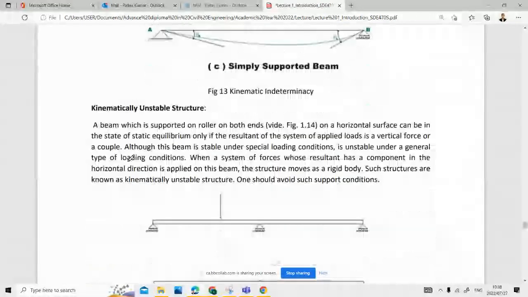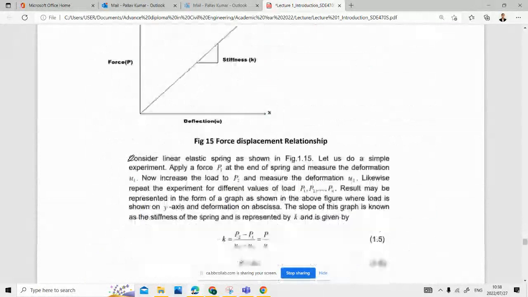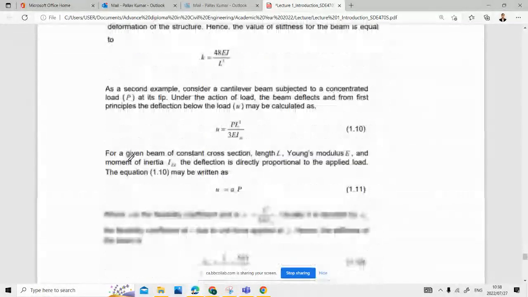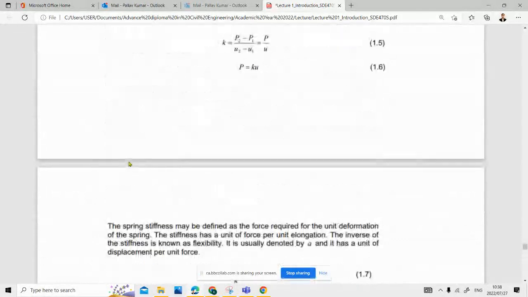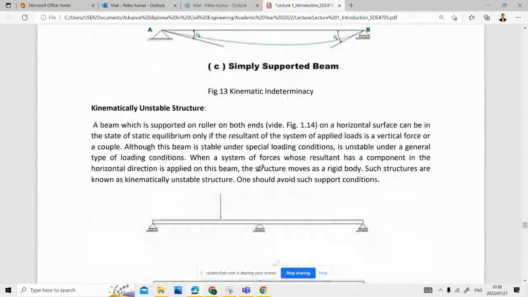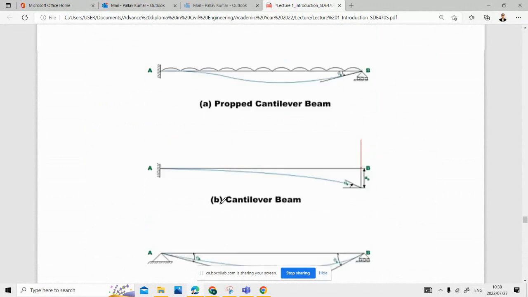I think this is kinematic indeterminacy. And I think this I will take in the next lecture, and then we will start a different one, because this needs more concepts. I don't want to mess with you. This is a very short topic, so we will complete it and move towards moment distribution in your next class.